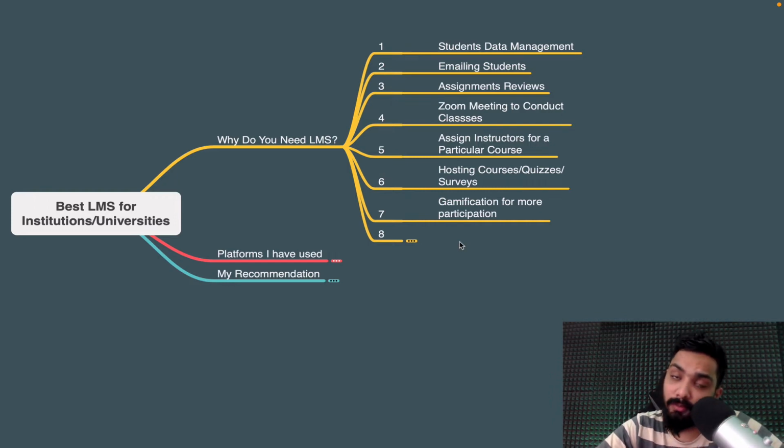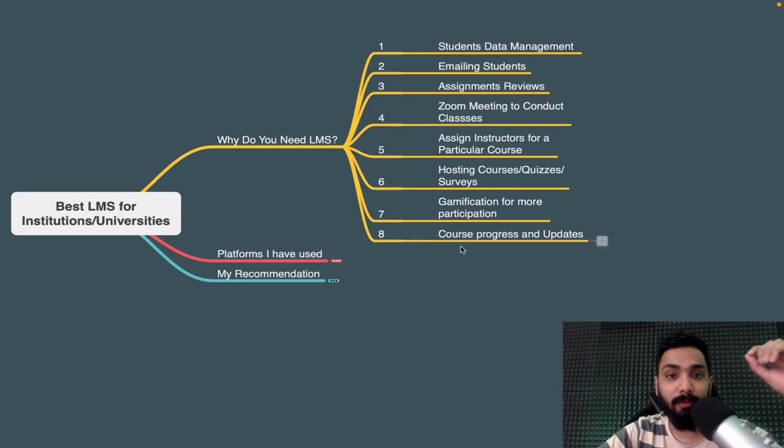So gamification is one of the important factors, because these are students, and there is a lot of noise on the internet where students have a lot of choices, right? So if you want to create an ecosystem, you make sure you gamify the whole process so that they stick within the ecosystem. Number 8 is the course progress and updates.